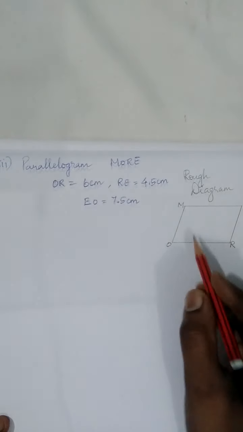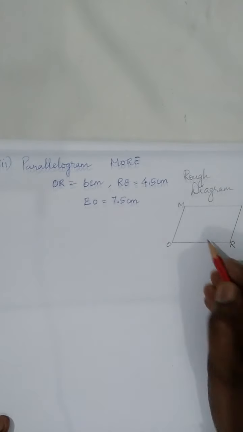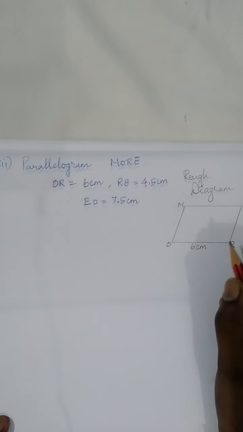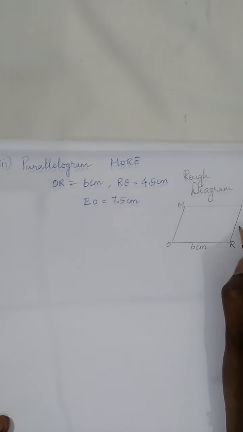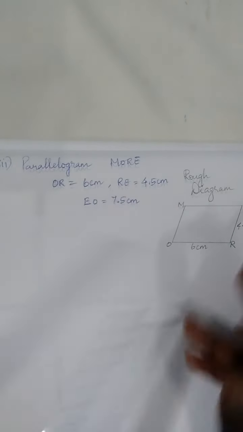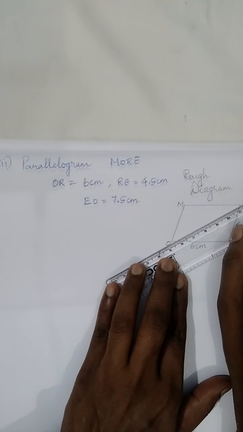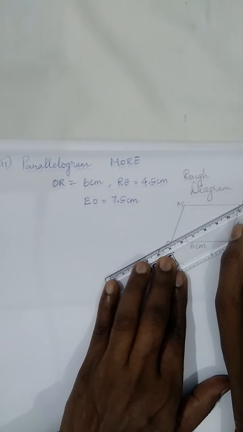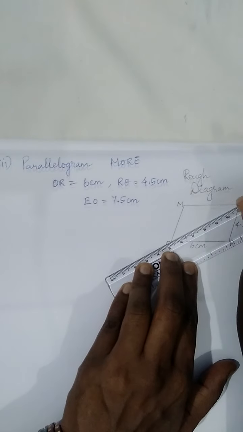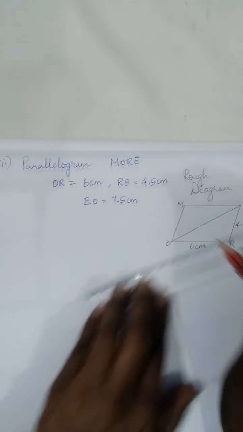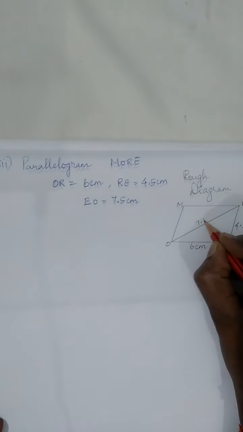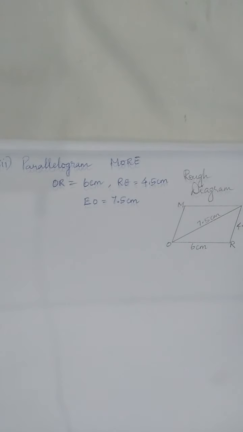Then let's write the given measures. OR equal to 6 centimeter. Then RE equal to 4.5 centimeter. Then EO, EO is 7.5 centimeter. EO is a diagonal, that is 7.5 centimeter.